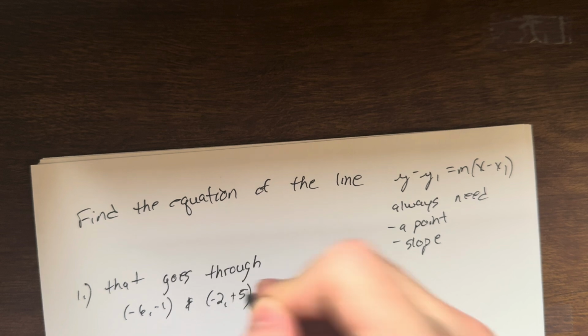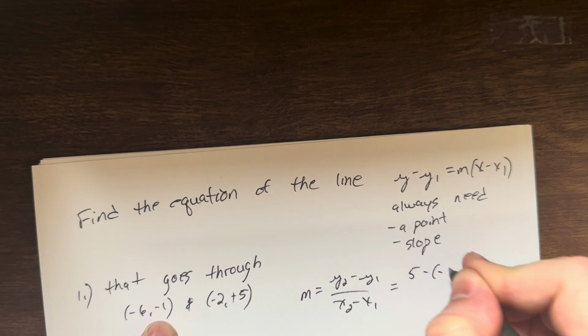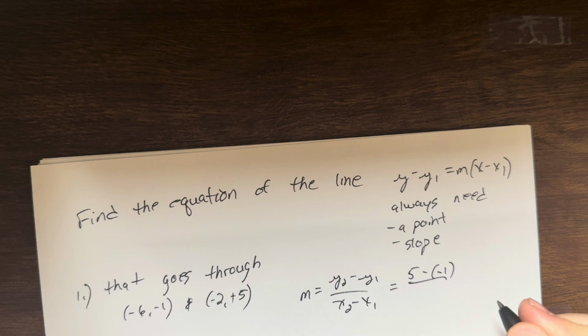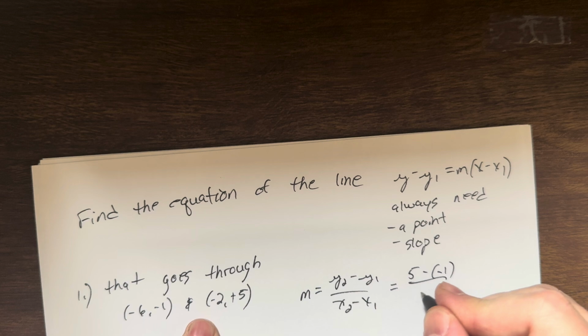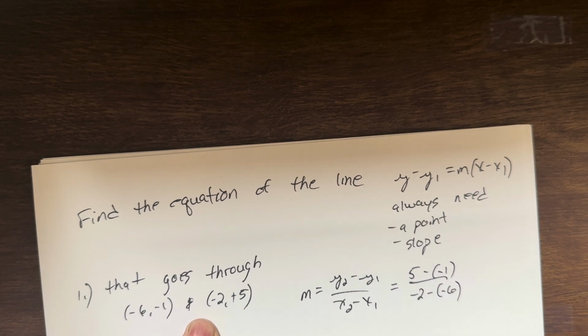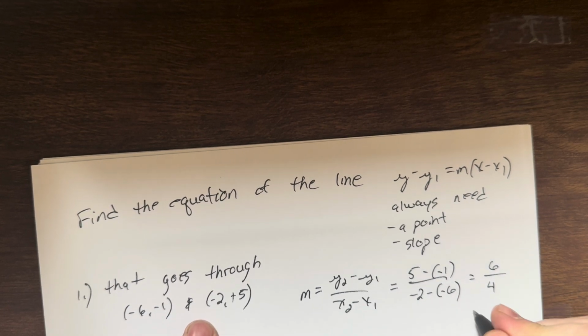I'm sorry, this was a +5. -6, -1, and -2, +5. But I'll start with that y. So I'll go 5 minus a -1 over, now I have to use this x first on the bottom because I use this y first on the top. So that'll be -2 minus a -6. That becomes 5 plus 1. That's a 6. -2 plus 6 becomes a 4. And this is where, folks, 6 over 4 is pretty good, but so much better if we can reduce that and get that our slope is 3 over 2.